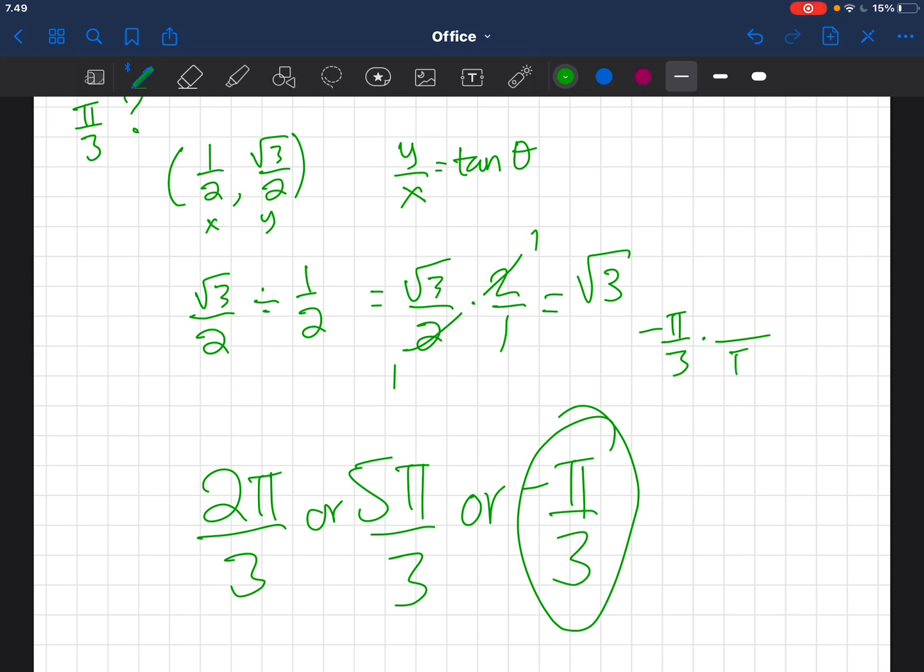A review here, you just need to convert it to degrees. The pi's cancel out. Pi divided by pi is 1. 180 divided by 3 is 60, 3 divided by 3 is 1. Multiply across, you got negative 60 degrees. So that was your answer.